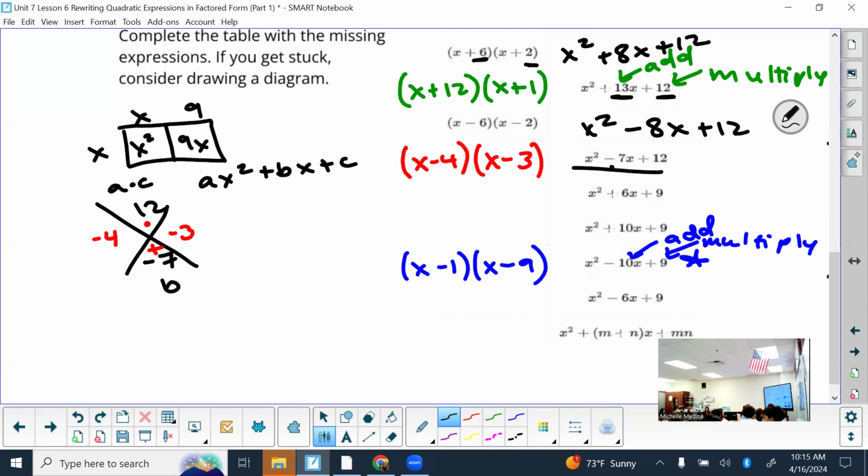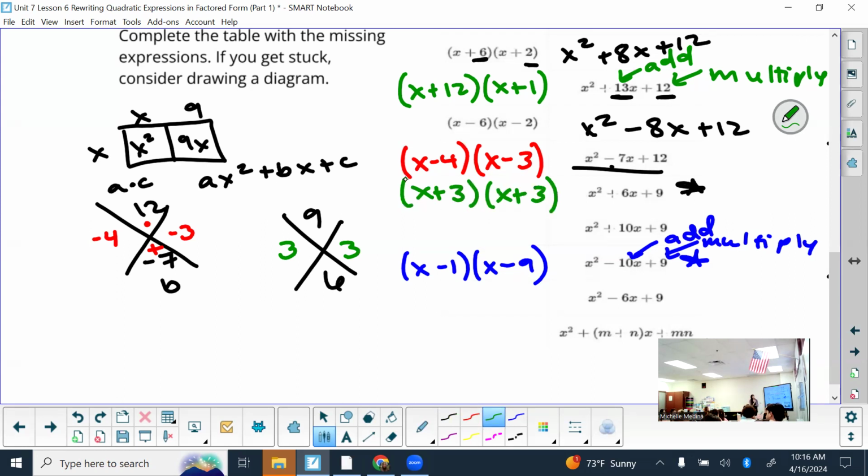You're still doing the same thing. You're still thinking what multiplies to the top. A times B goes on the top, so 9. And what adds to the bottom. We're looking at this one now. Table 3, what multiplies to 9 but adds to 6? Multiplies to 9 but adds to 6. 3 and 3, both positive. So for this one, it's gonna be x plus 3 times x plus 3.